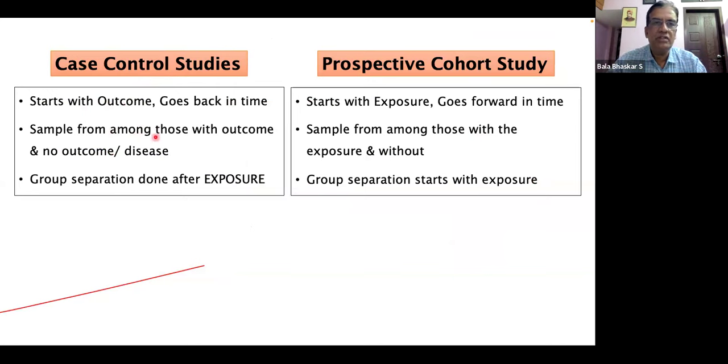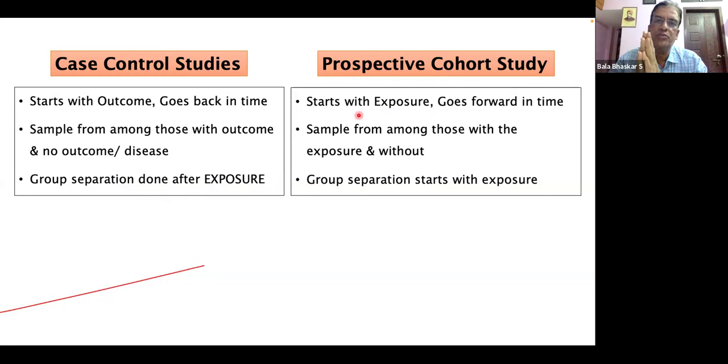And the sample is from among those with outcome and no outcome or disease, because there is an outcome. I told you about re-intubation, and we go back in time. Okay, and we try to link, and the group separations are done after exposure. Exposure has already happened, and we are going back in time, whereas in prospective cohort studies, it starts with exposure.